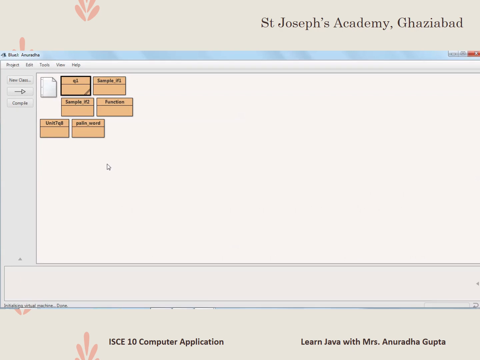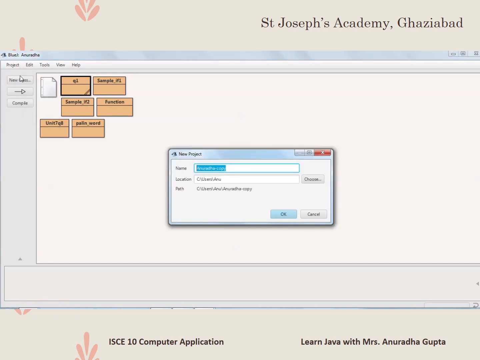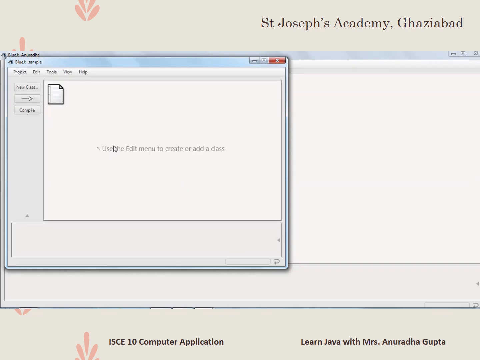Let's learn how to write and execute Java programs on the BlueJ platform. First, we need to create a project on BlueJ. For this, we click on the Project tab, New Project. Here we write a name for our project. I write here sample. Then I press OK. Here is our project where we are going to create a lot of programs under classes.